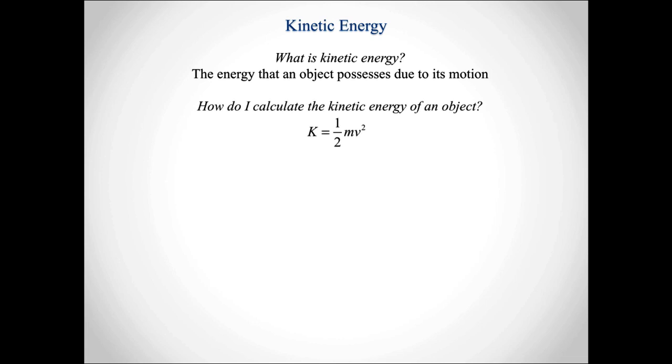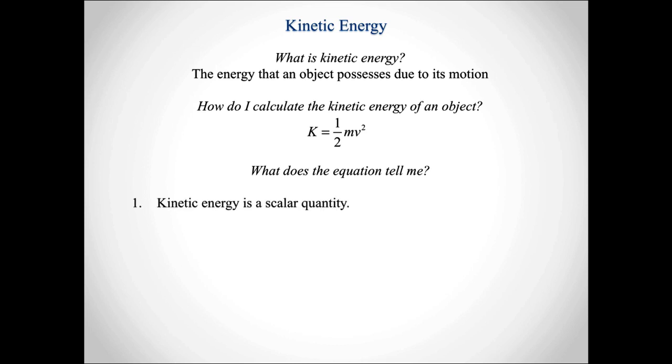Well, you calculate the kinetic energy of an object. We're going to use big K for this. It's equal to 1/2 mv squared. So here m is the mass of the object and v is its final speed. So what is this equation telling us?